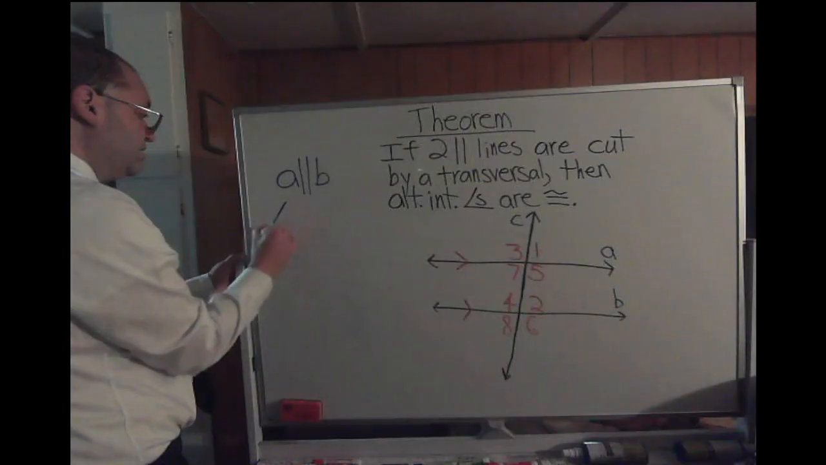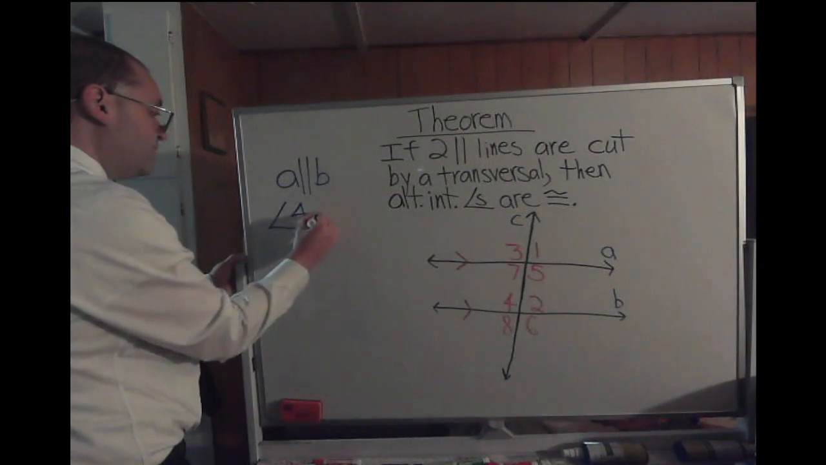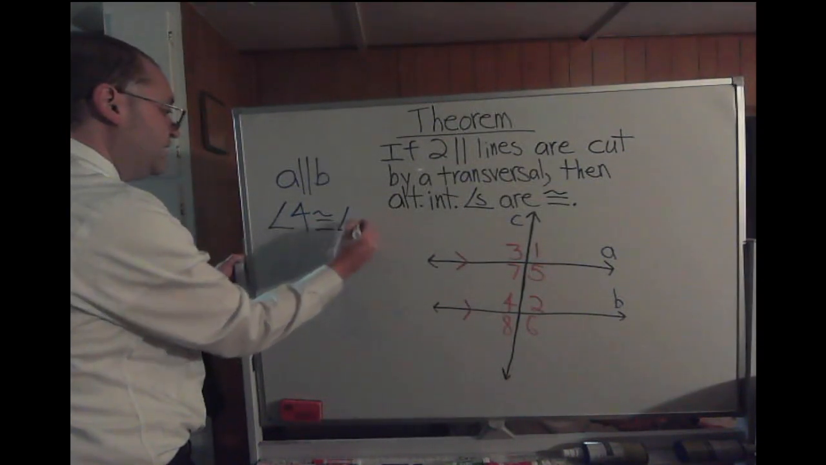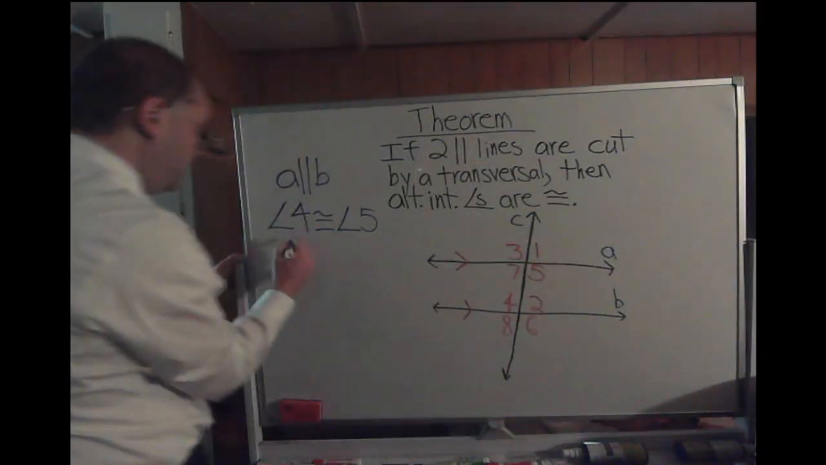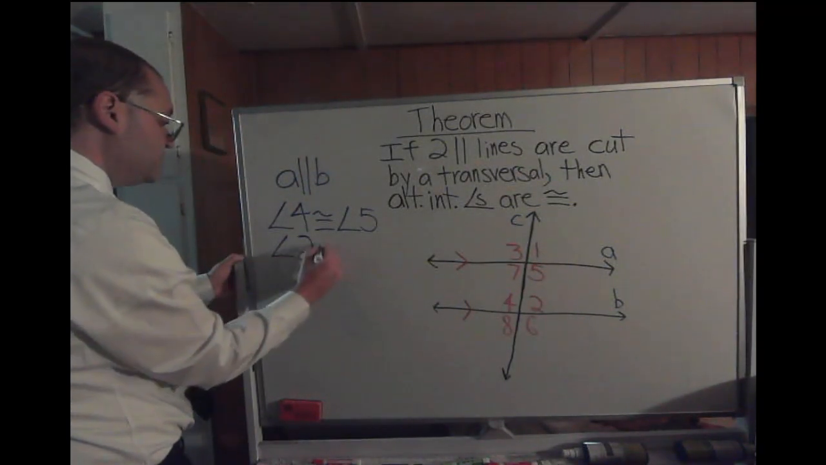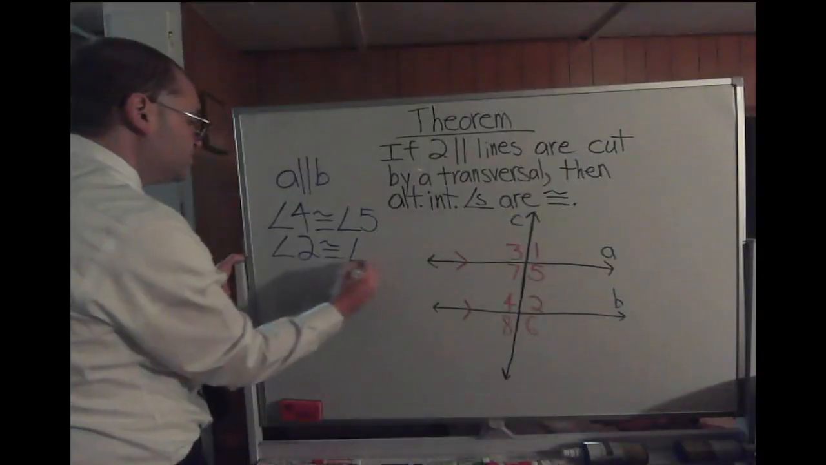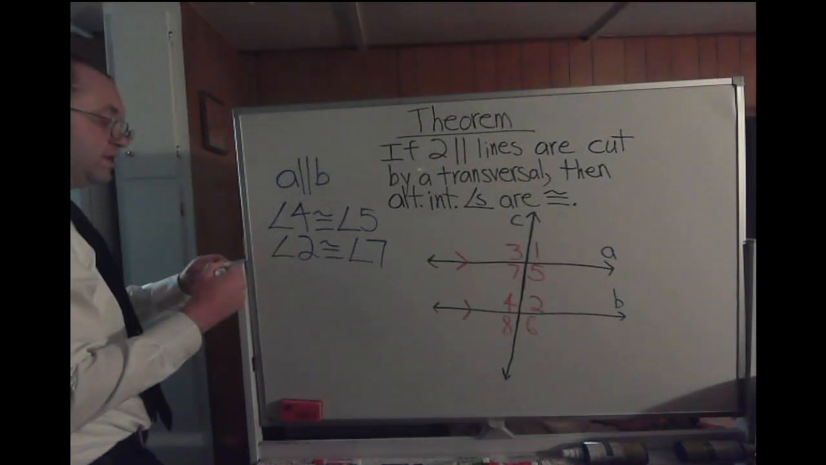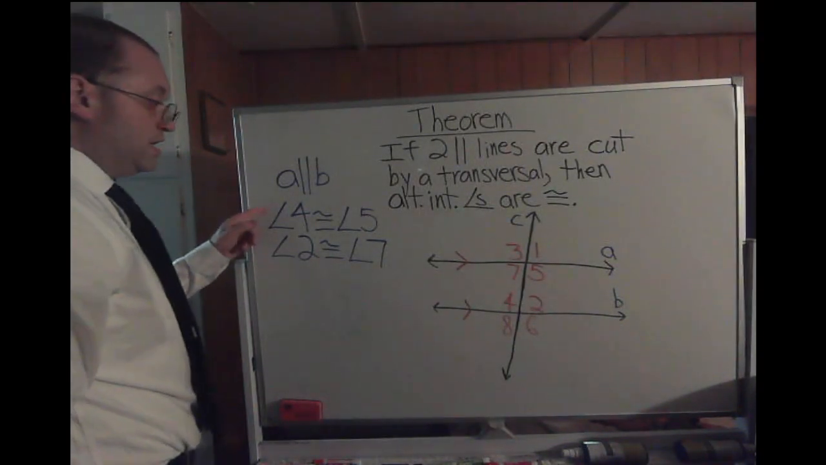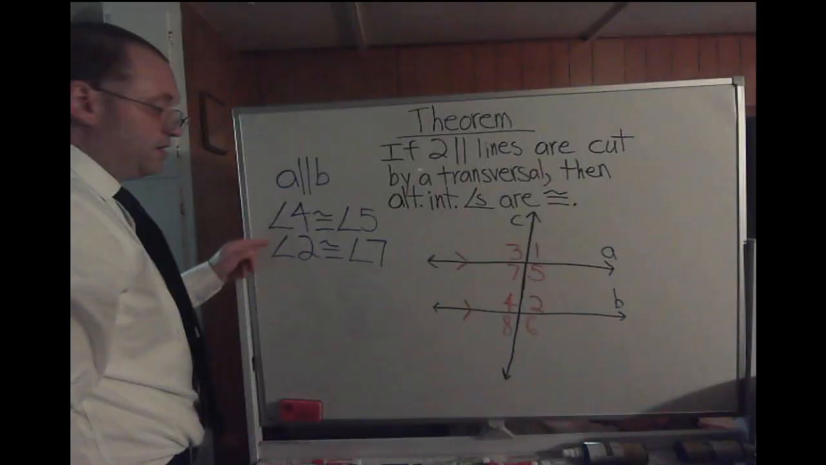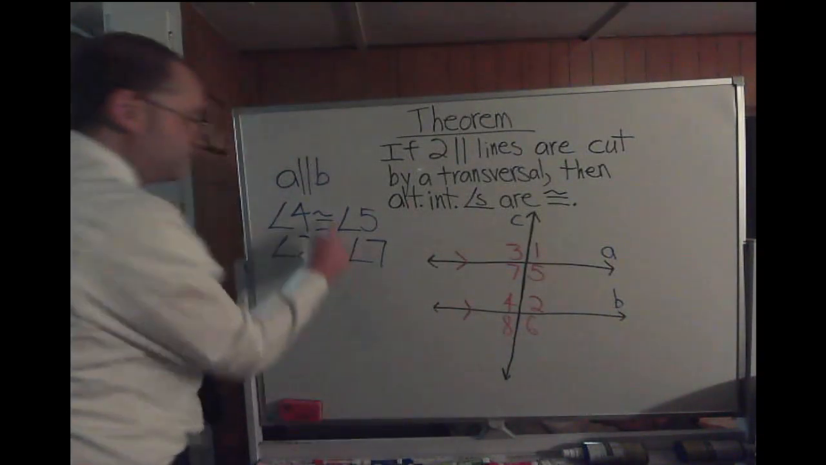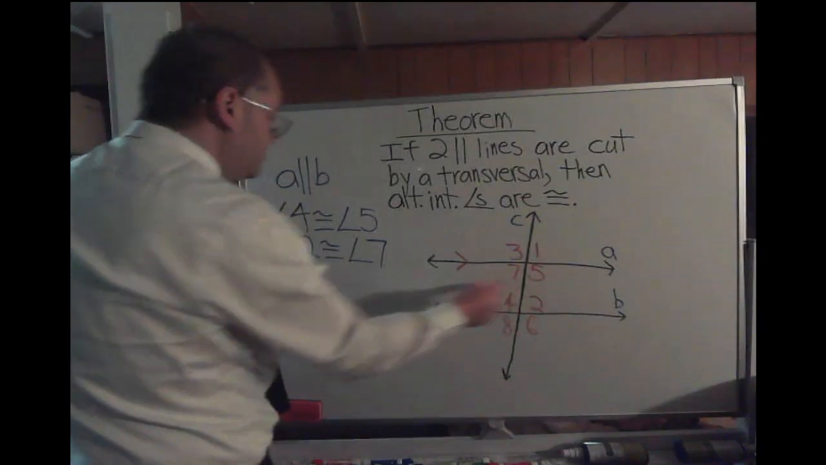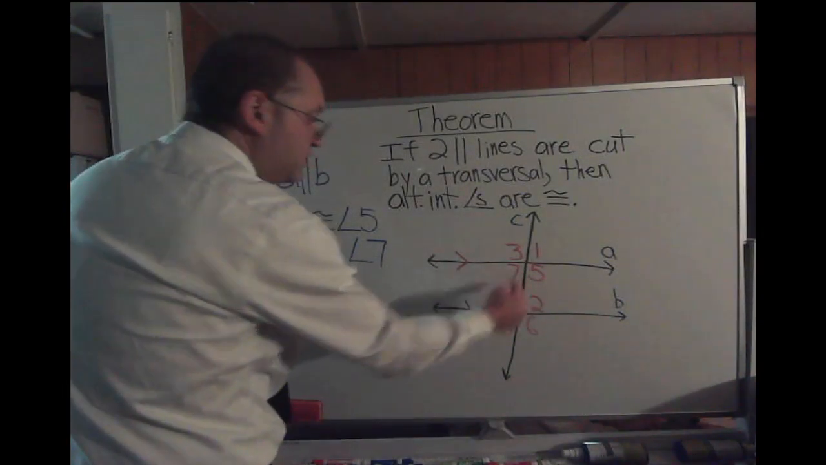So by this theorem, angle 4 would be congruent to angle 5, and then 7 and 2. Angles 2 and 7 are also congruent to each other by alternate interior angles are congruent. So we got two pairs of alternate interior angles that are congruent to each other. Angles 4 and 5 are congruent to each other, then angles 2 and 7 are congruent to each other.